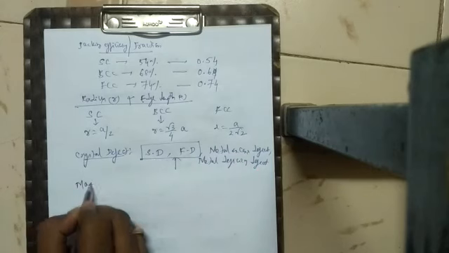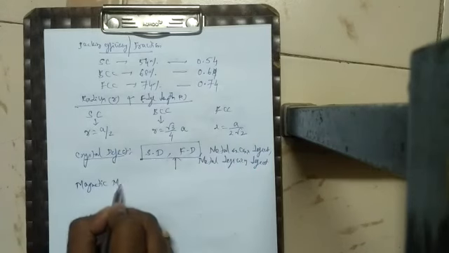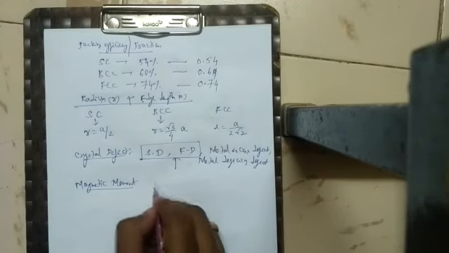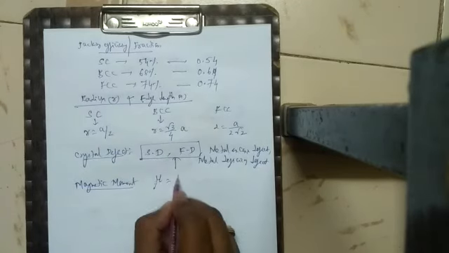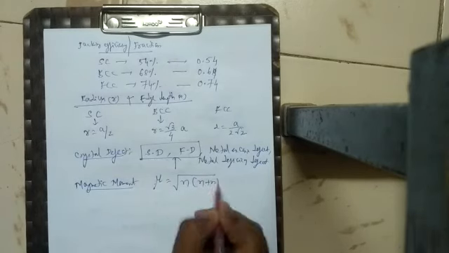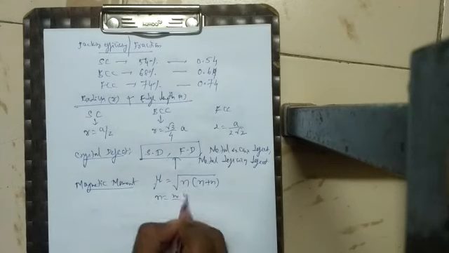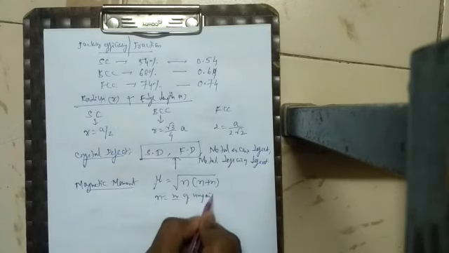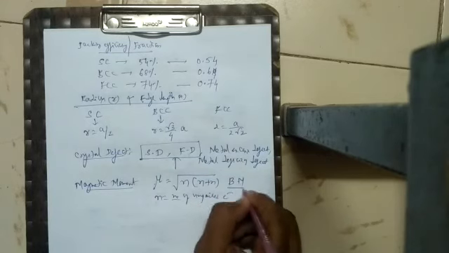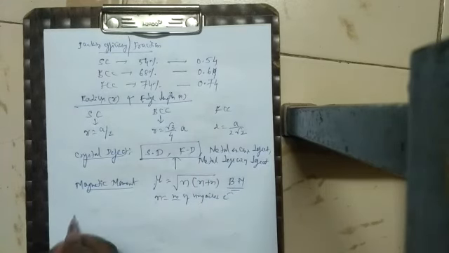Next to this, we should know the concept of magnetic moment, where this magnetic moment is represented by the notation mu, which is given by the formula square root of n into n plus 2, where n is the number of unpaired electrons, and it is measured by a unit called Bohr magneton.